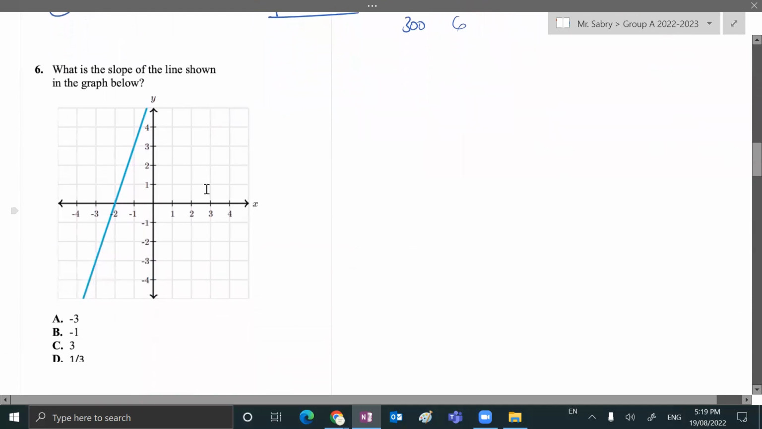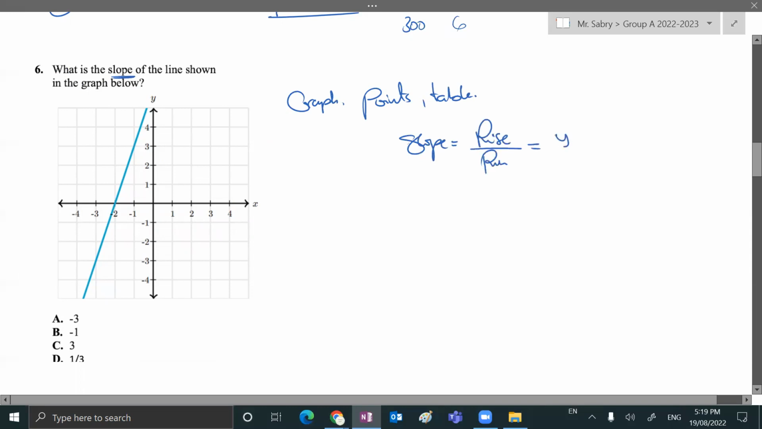Linear equations, the ones you're supposed to be really good at by now. What's the slope of the line shown in the graph below? Whenever I see a line, I think of slope. And whenever I see a graph or points or a table, there's only one way to calculate the slope, which is rise over run, which is y2 minus y1 over x2 minus x1.